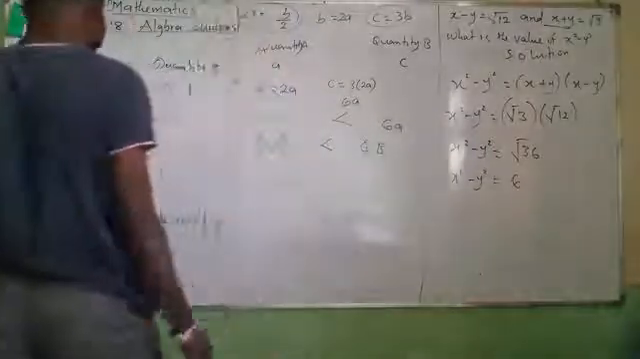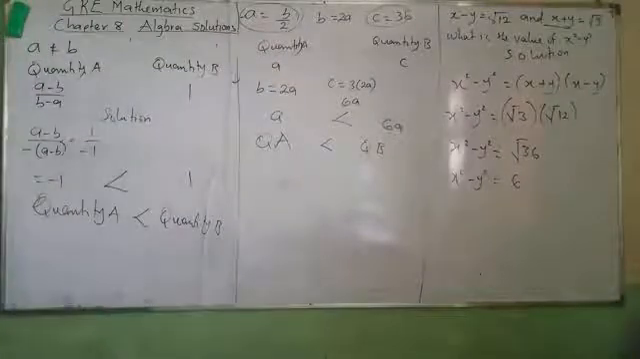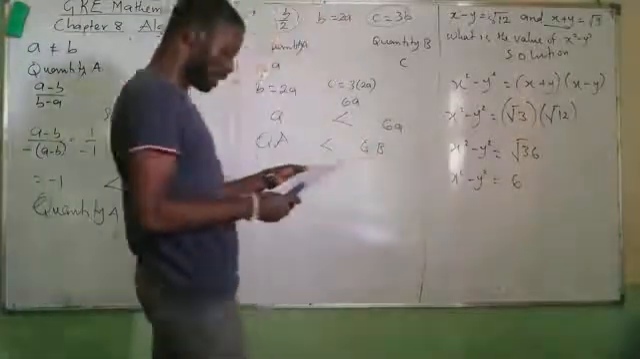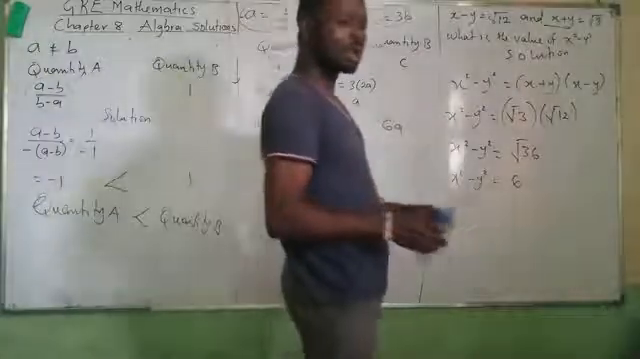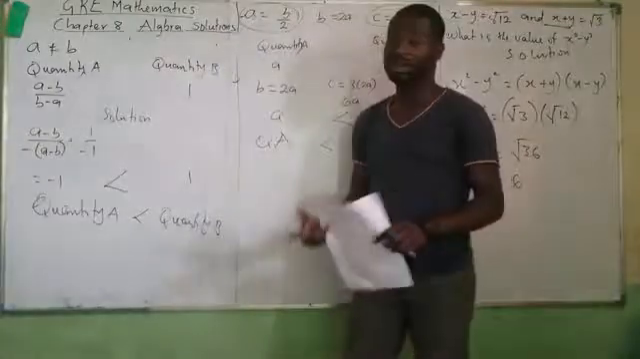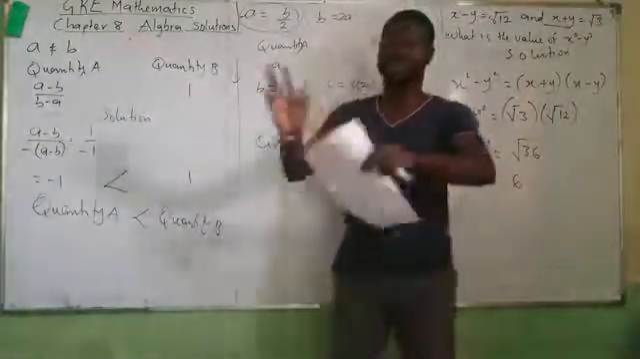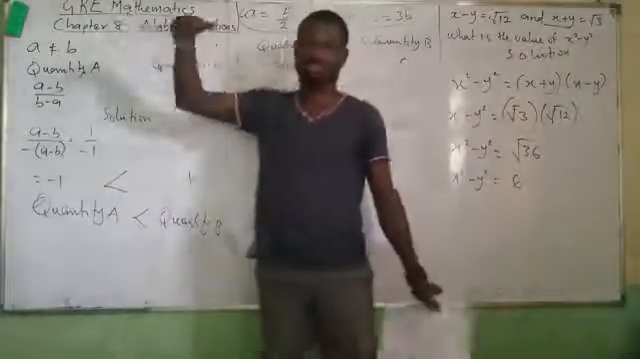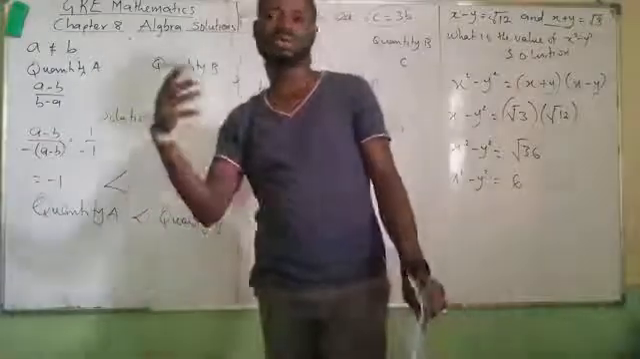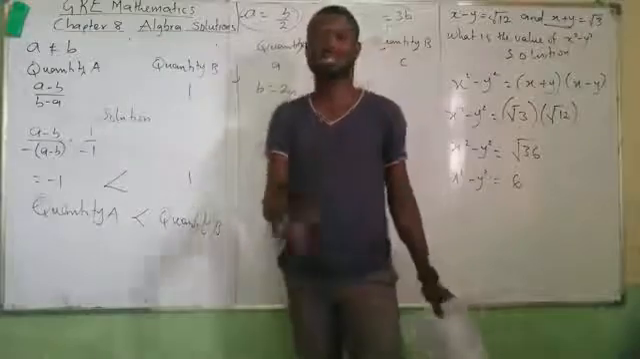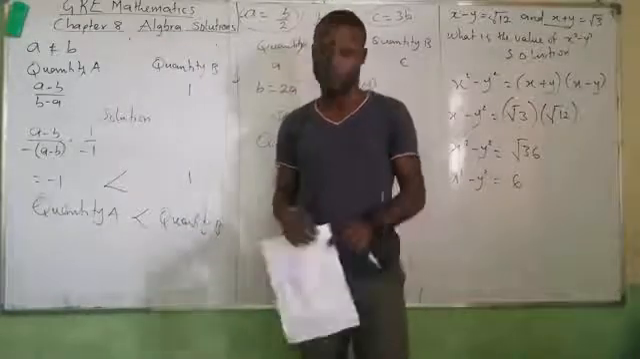That's all about that for now. I will be stopping here, which is questions number 30 to number 39. In the next video I will show more solutions. This is the algebra part of the GRE mathematics, questions 30 to 39. On the next video, I will work more on the other part.